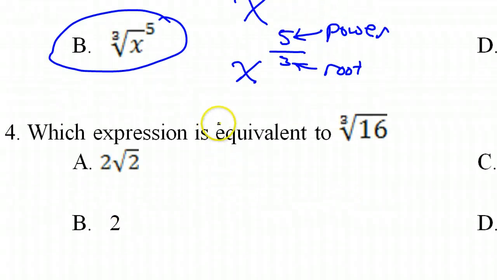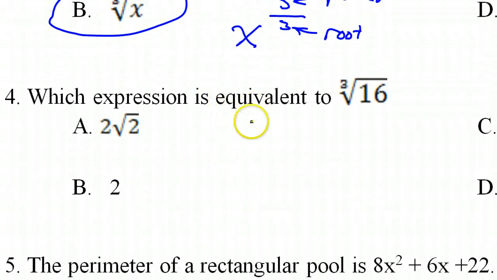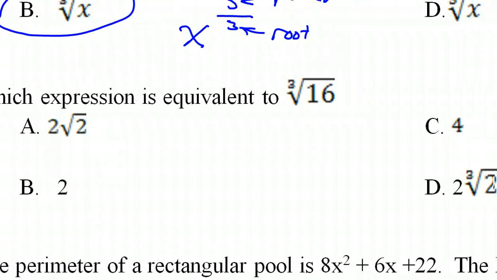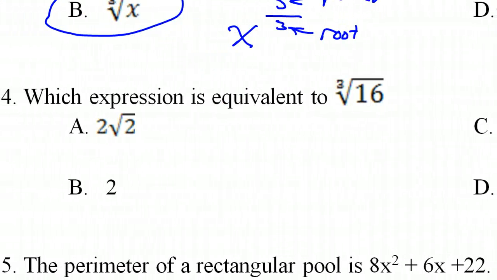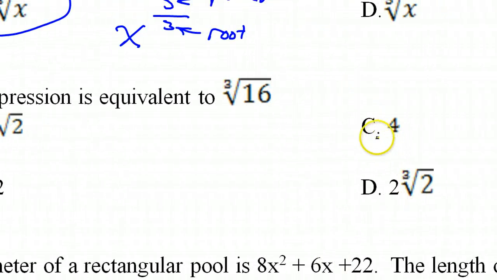Looking at number 4, which expression is equivalent to this? Now, your calculator will not simplify cube roots for you. I will show you how you can check your answer, though. But first, let me show you how to do this one, because you really need to be able to do this on your own. We're talking cube root here, not square root. If it were square root, the answer would just be 4. But this is cube root, so the answer is not 4. We need to look for a perfect cube that divides into 16. Here are some perfect cubes.